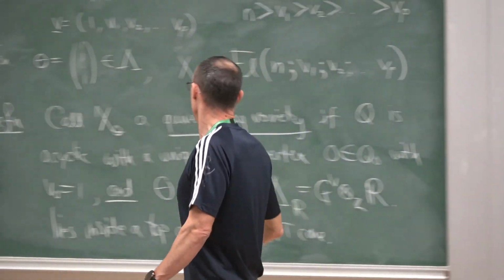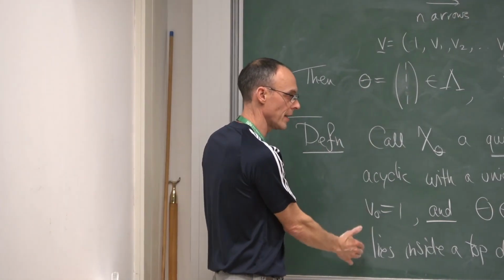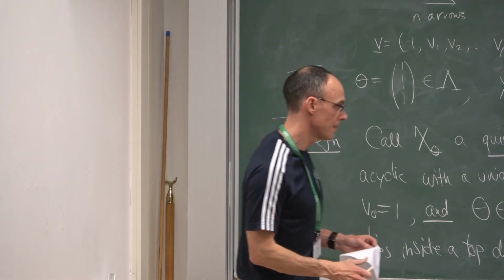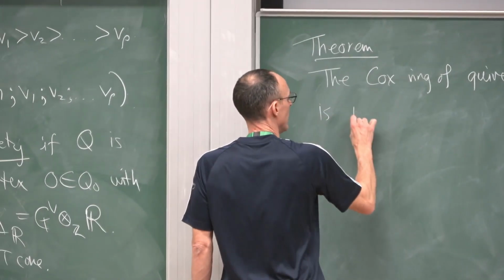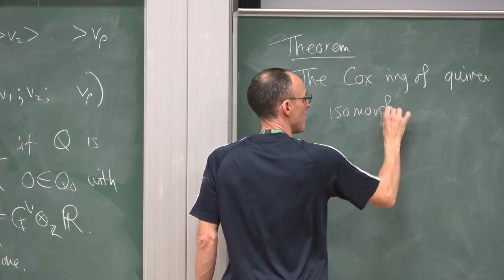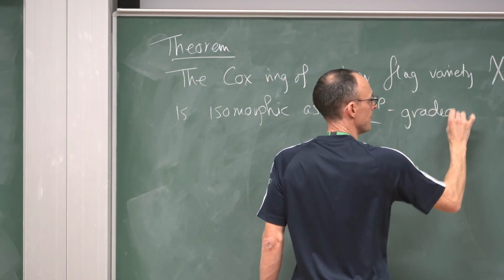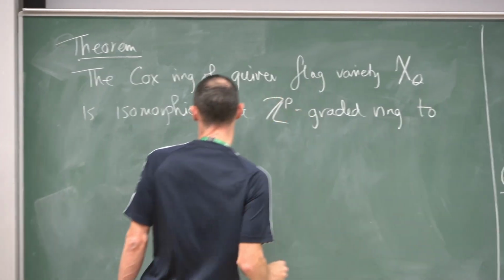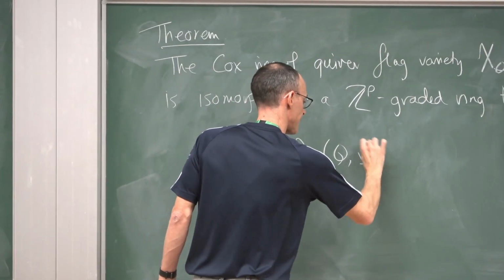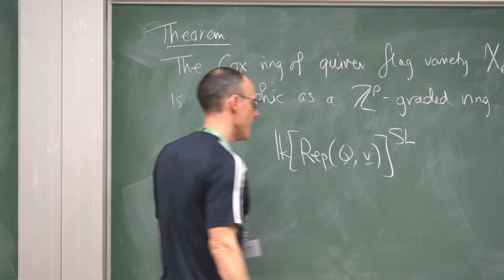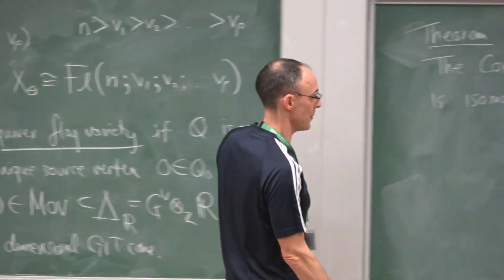It's not just any old quotient of rep Q by this group G. I am working under these assumptions, so it's acyclic with a unique source, and I'm not choosing any old theta. The Cox ring is isomorphic as a Z^rho graded ring to the SL invariant subring of our coordinate ring of the representation space.